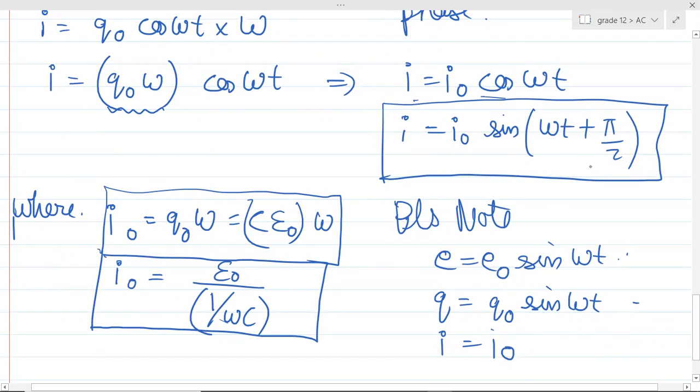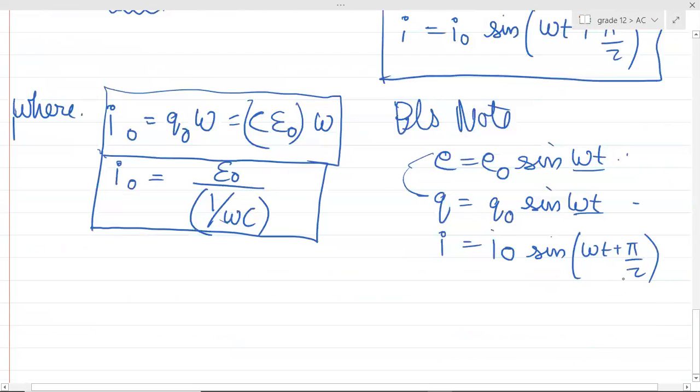So the thing to note is this: whenever we have an EMF which is sin omega t, then charge and EMF are in the same phase. Can you see omega t and omega t, same phase? But when we talk about the current, it is not in the same phase. The current is pi by 2 ahead of EMF. Can you see it is plus pi by 2, right?